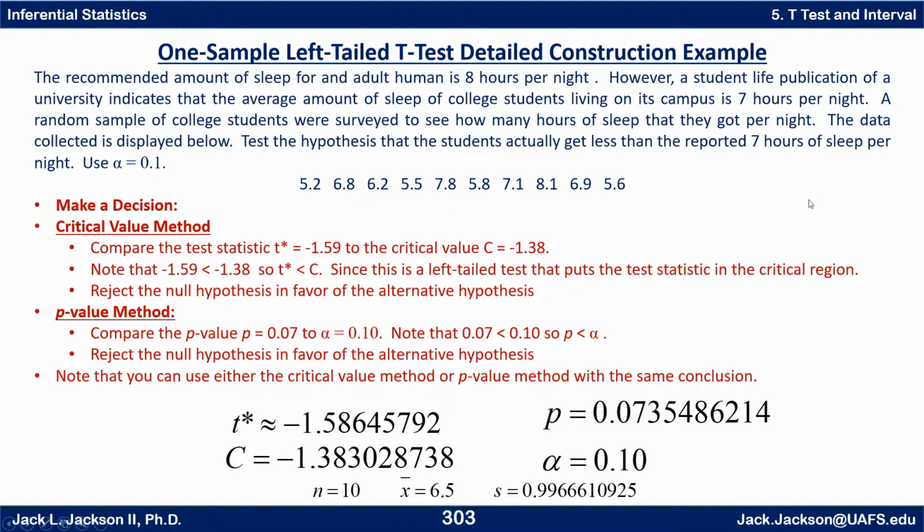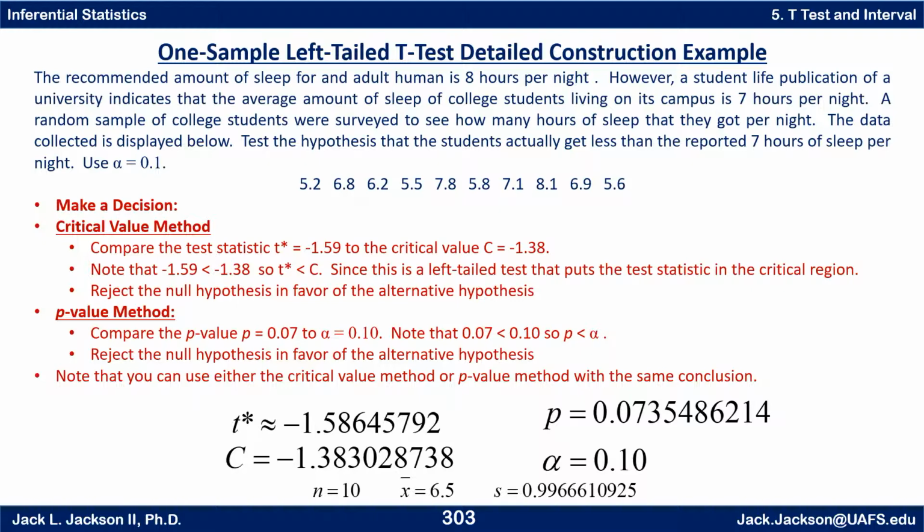If we use the critical value method, we're comparing the t-test statistic to the c, the critical value. T-star is negative 1.59. That is less than negative 1.38 for the critical value. Since this is a left-tailed test, the t-star is to the left of the critical value. That is enough to reject the null hypothesis in favor of the alternative. In the p-value method, we compare p to alpha. The p-value is approximately 0.07. That is less than the alpha of 0.10, so 7% is less than 10%, p is less than alpha. That's enough to reject the null hypothesis in favor of the alternative hypothesis.